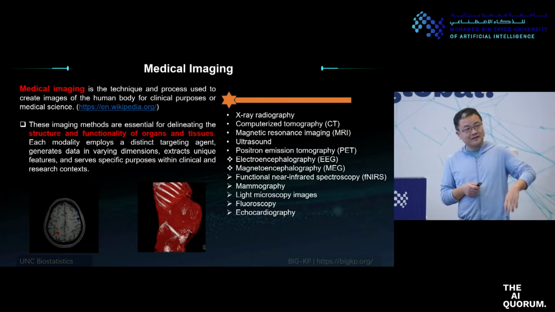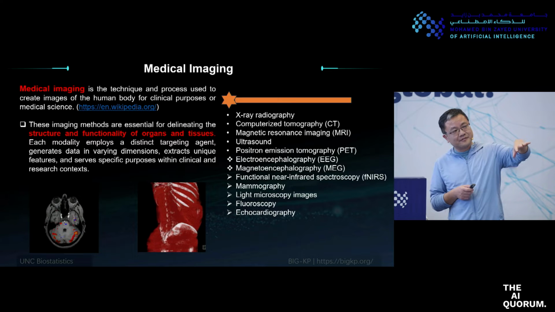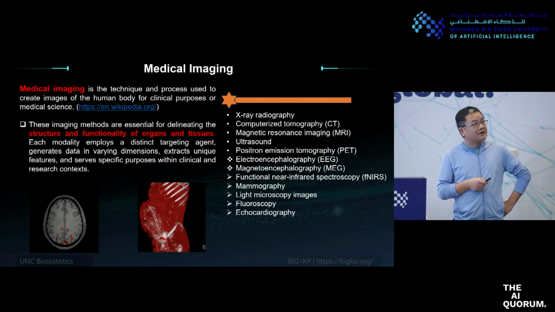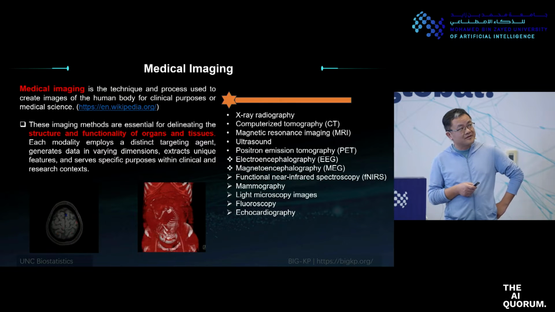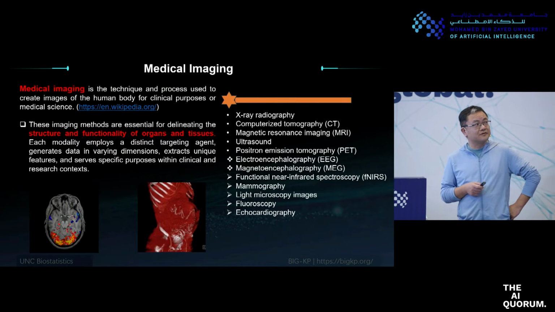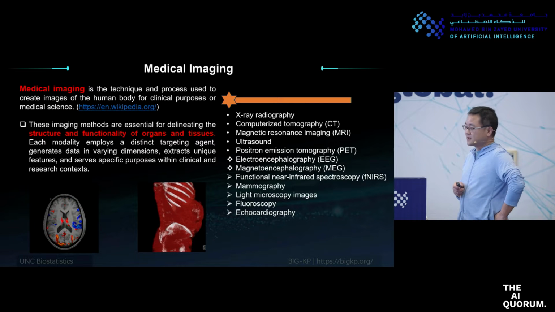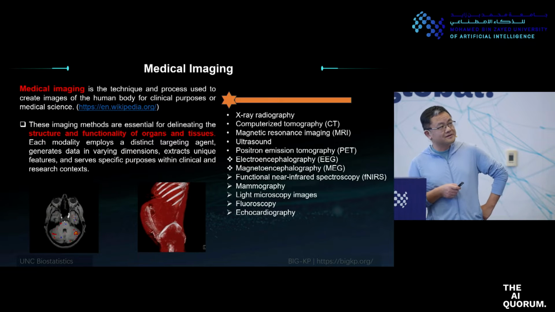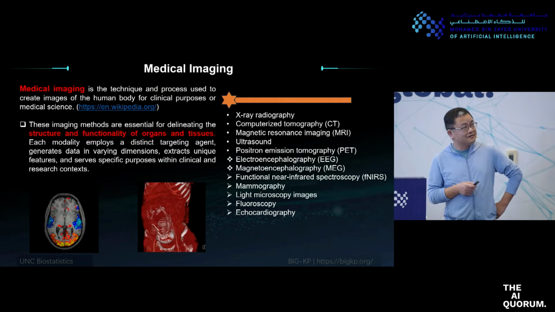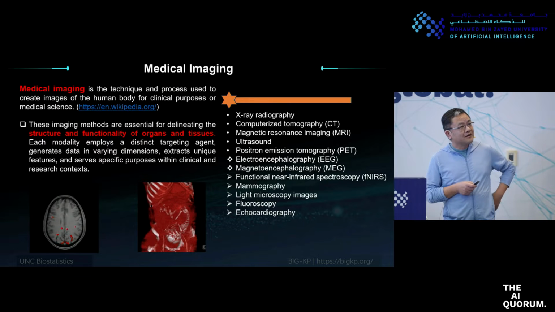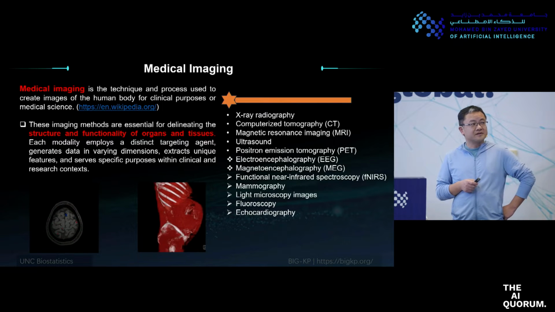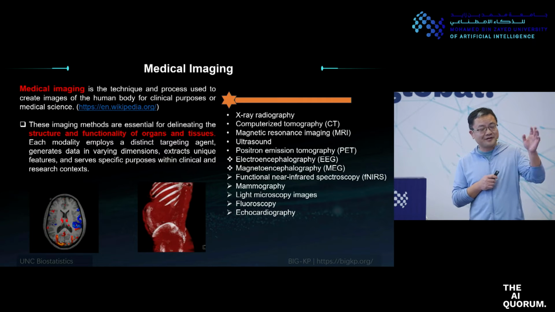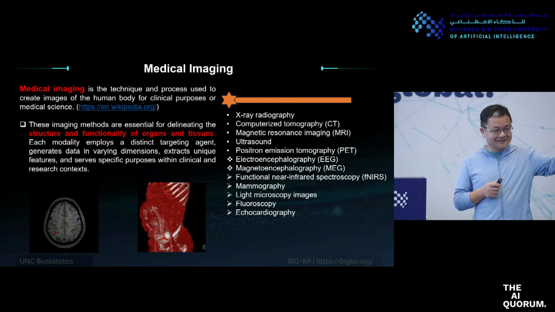I give a list of the different medical imaging modalities that have been widely used for clinical and research purposes. Overall, these imaging methods are essential for delineating the structure and functionality of organs and tissues. Each imaging modality employs distinct target agents, generating data in various dimensions, extracting unique features, and serving specific purposes within clinical and research contexts. You have the big, general picture about this area.